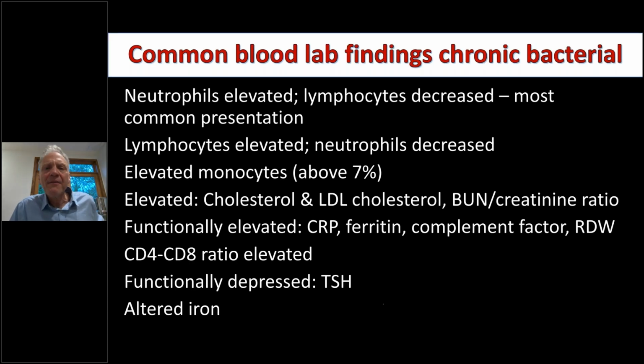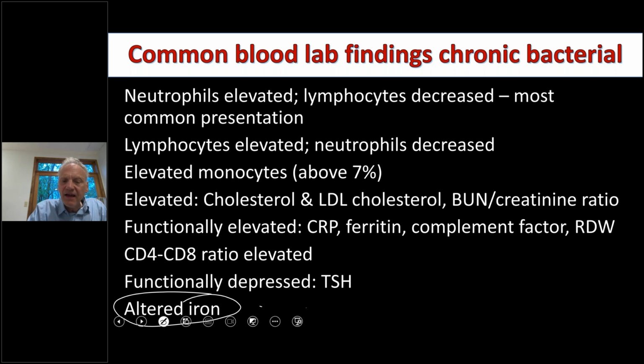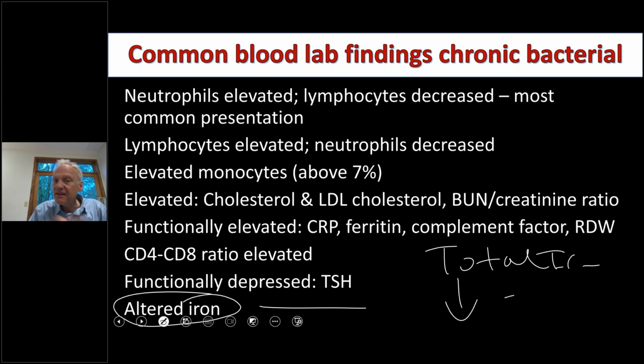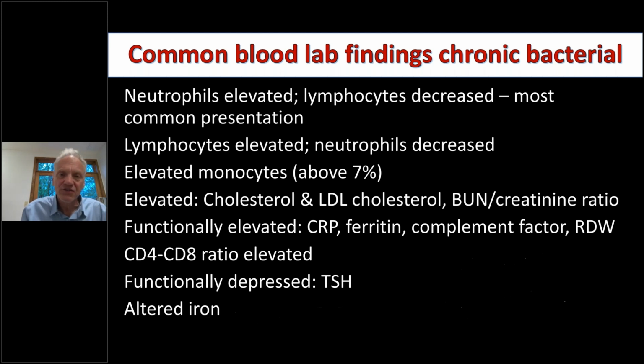All right, common lab findings, chronic bacteria. Okay, I think this is enough. Oh, I want to point this out. Altered iron. Bacteria loves to steal iron. So sometimes you'll see total iron either low out of clinical range or high out of clinical range. Now, if I see total iron that's out of clinical range, up or down, and I don't see anything else going on, that's enough for me to say there could be a bacterial infection going on here.